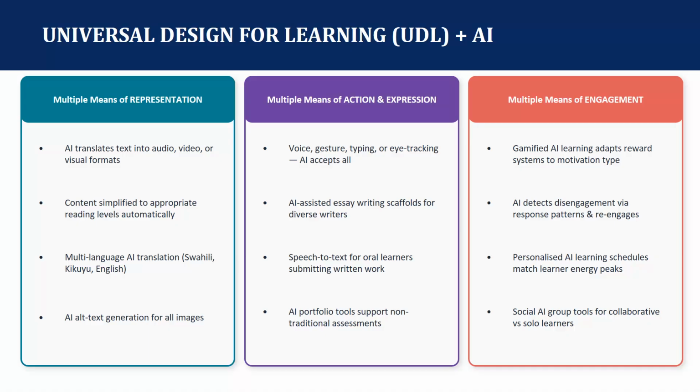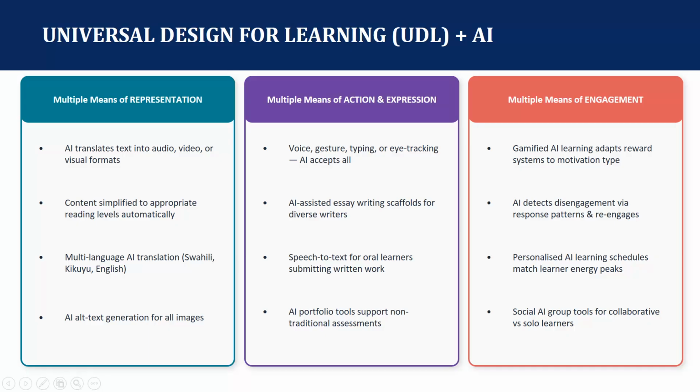Then we have the multiple means of action and expression, where we're talking about voice, gestures, typing, or eye tracking, AI that accepts all this. Then we have the AI assisted essay writing scaffolds for diverse writers. And we also have the speech to text for oral learners and submitting the written contents. So, for instance, we also have AI portfolio tools that support non traditional assessment.